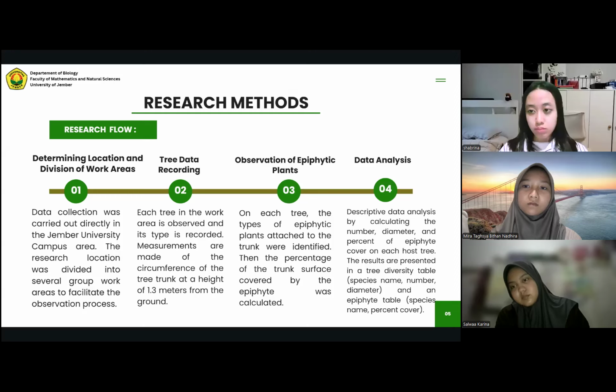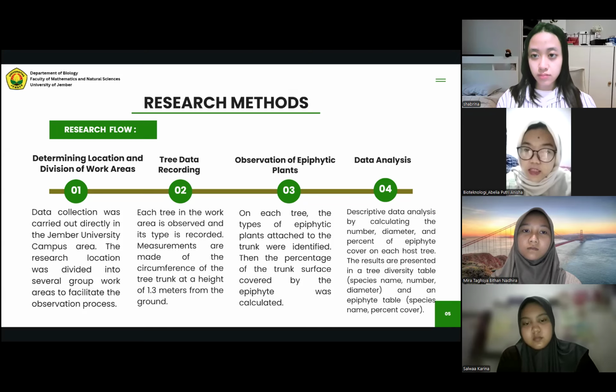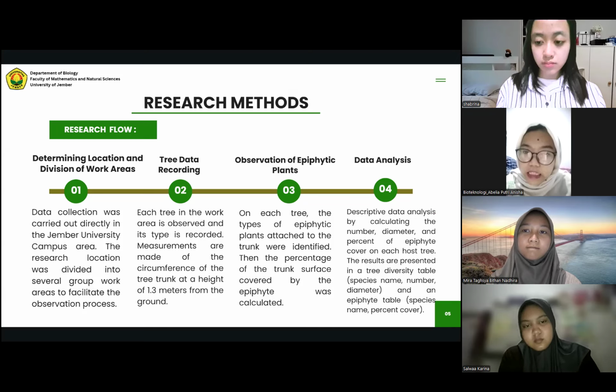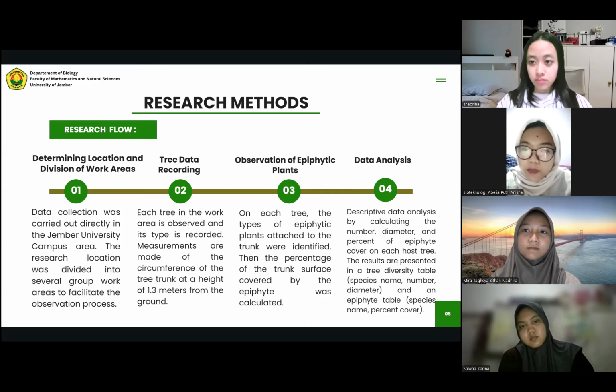Next is the research method. For the research flow, namely, one, determining location and division of work areas, data collection was carried out directly in the Jember University campus area. Two, tree data recording. Each tree in the work area is observed and its type is recorded.